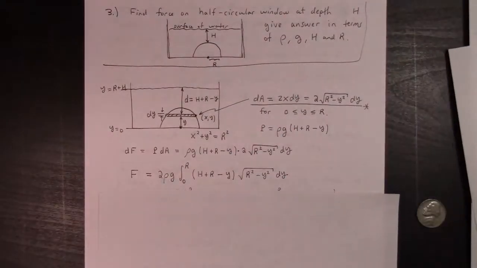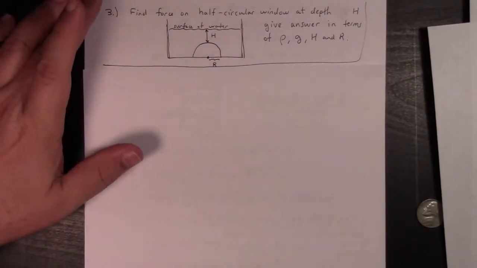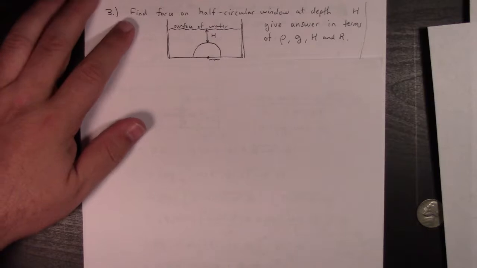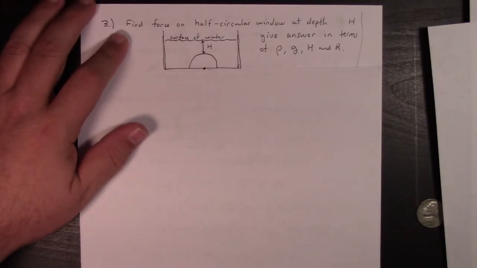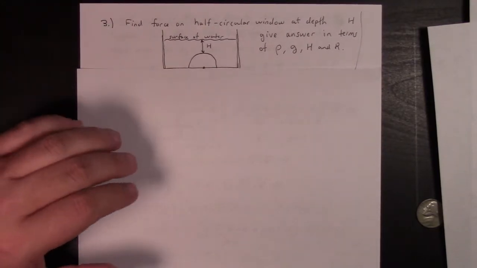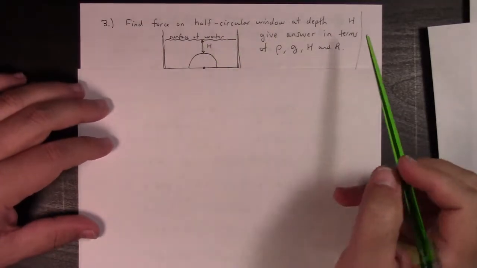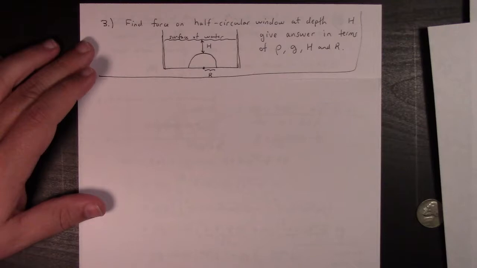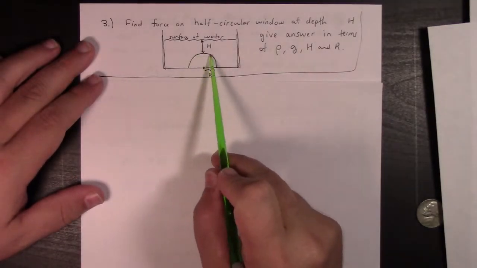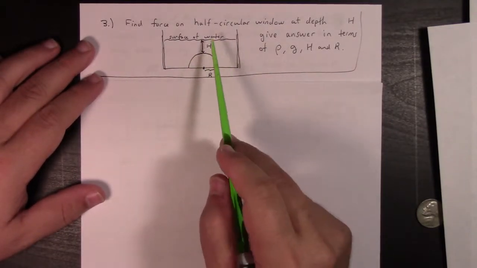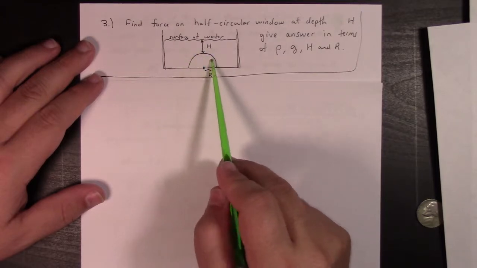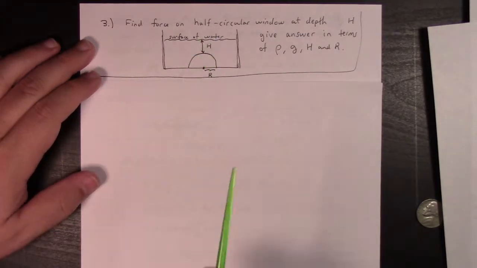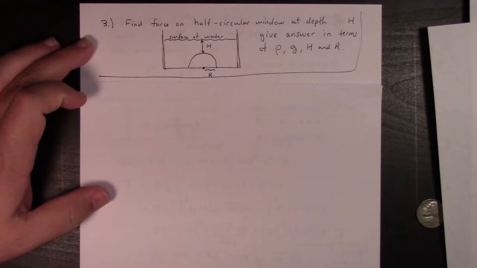Next up here, a little bit harder. Find the force on a half circular window, depth h below the water, like so. Give answer in terms of rho, g, h, and r. All right, here we go. So again, we're going to have to divide this up into horizontal strips and calculate the dF on each one as a function of depth. We'll have to invent a coordinate system to make this make sense.